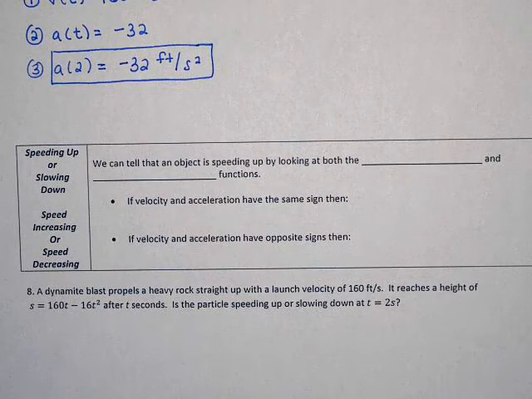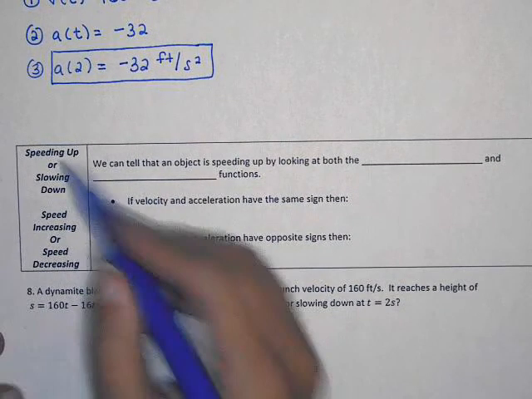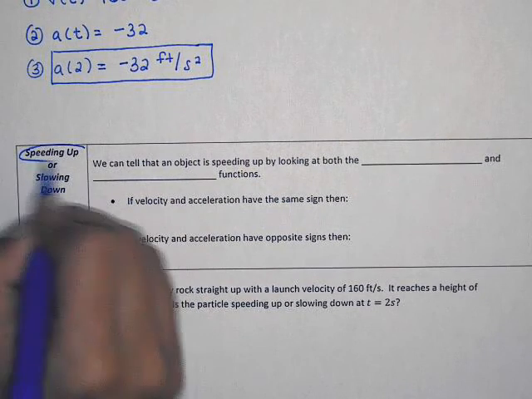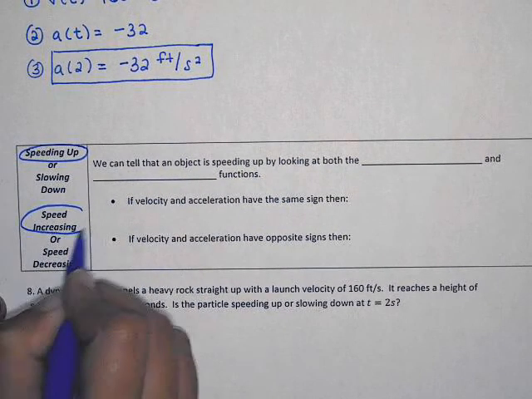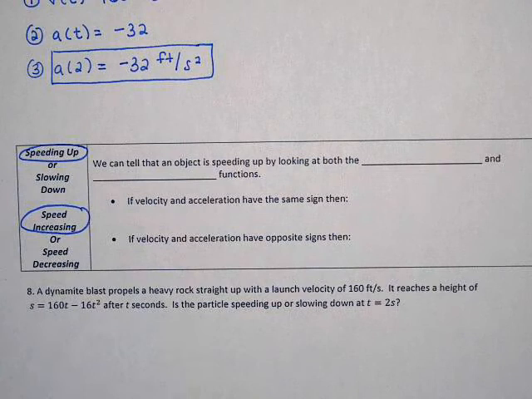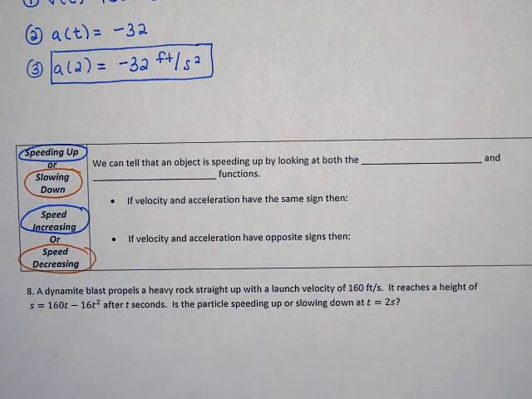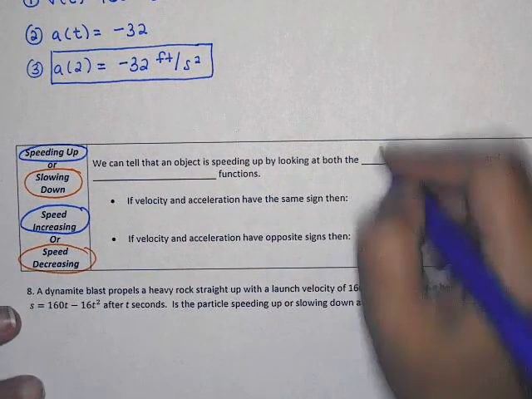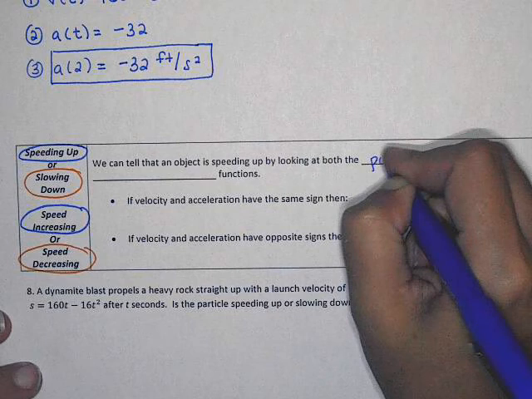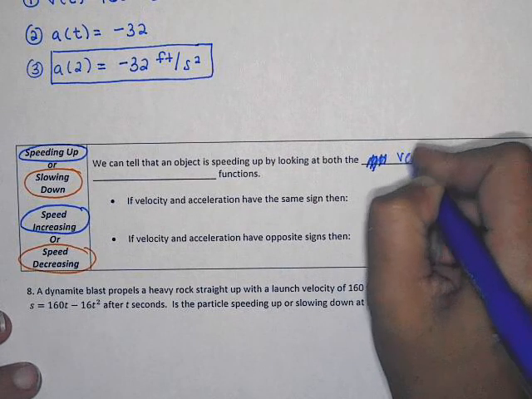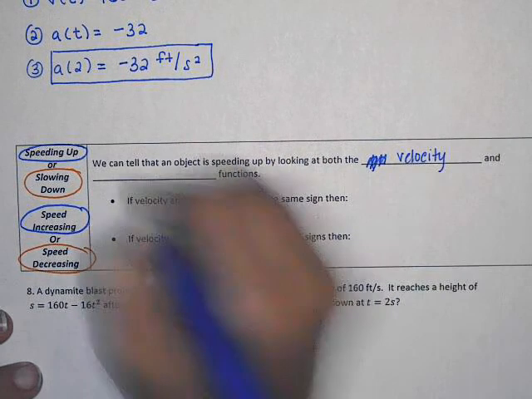Last but not least, speeding up or slowing down. The speed increasing or speed decreasing. These all mean the same thing. Speeding up is the same thing as speed increasing. Slowing down is the same thing as speed decreasing. We can tell if an object is speeding up by looking at both the velocity and acceleration functions.